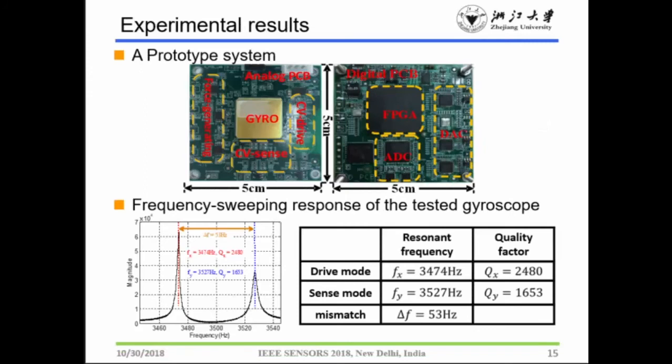Here we present some test results. This is our test board for our gyroscopes. This is a parametric packaged gyroscope, this is the analog interface circuit, and this is the digital signal processing PCB. This is the characteristics of the gyroscope we use.